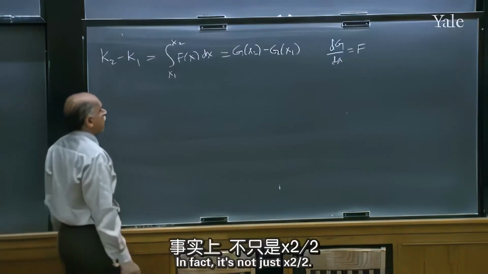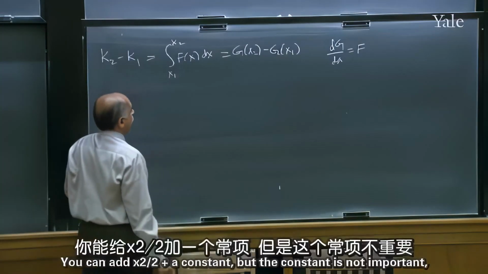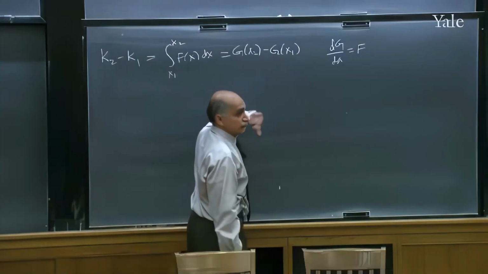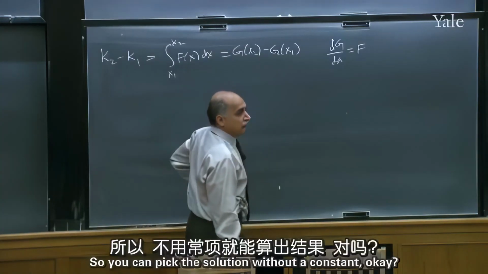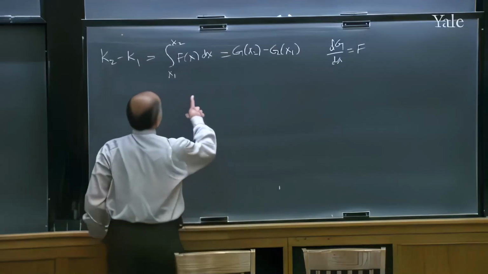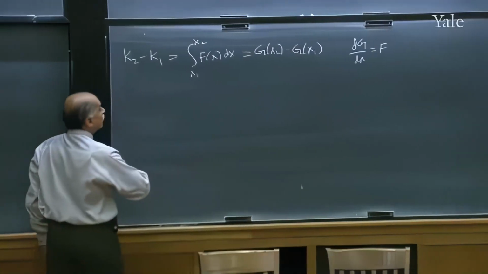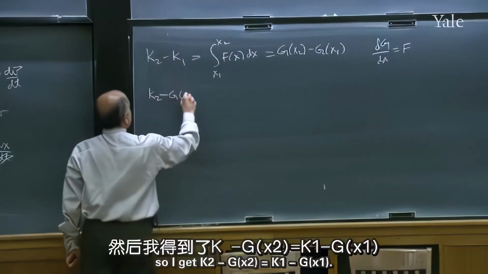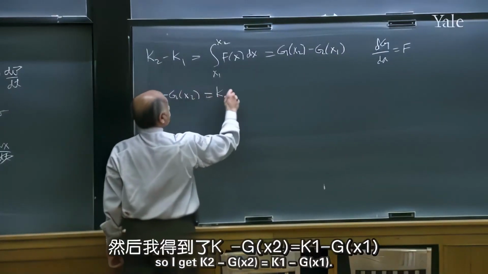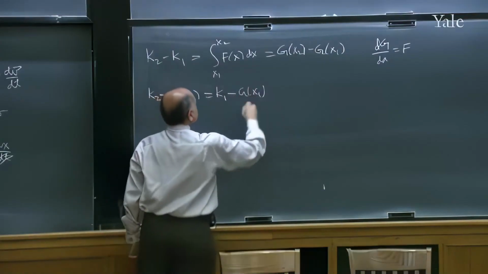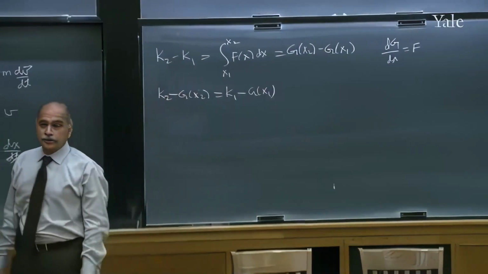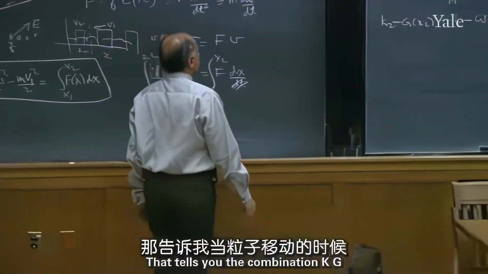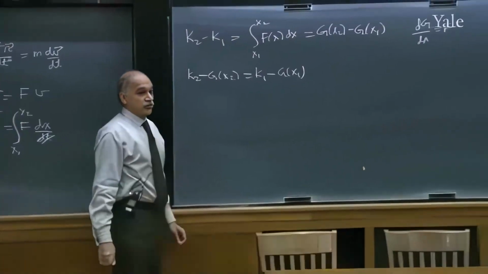In fact, it's not just x squared over 2. You can add a constant to x squared over 2, but the constant is not important because it'll cancel between this and this. So you can pick the solution without a constant. Okay? Now, what does that mean? Let's rearrange the expression. So I get K2 minus g(x2) is equal to K1 minus g(x1). That tells you the combination K minus g does not change as the particle moves.